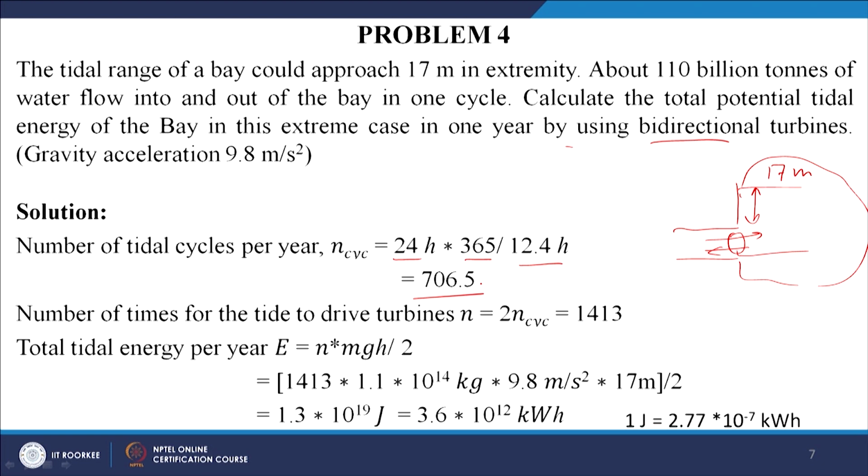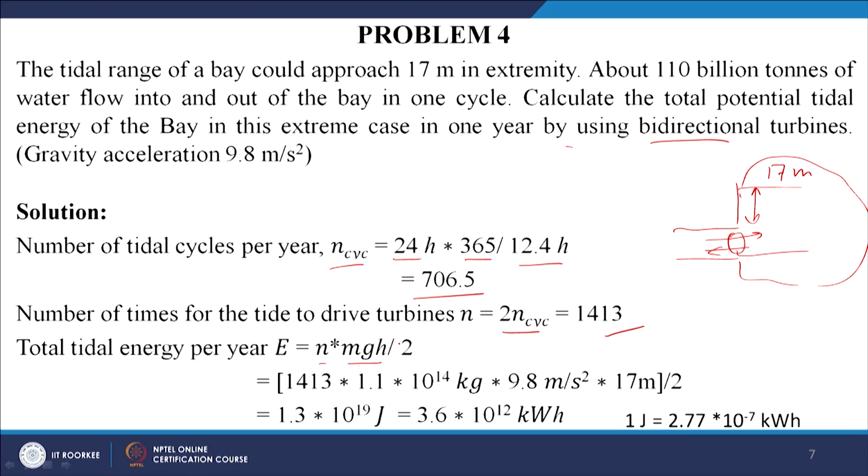So, for the number of times the tide drives the turbines, for one cycle we are getting 2 movements of the turbines in opposite directions. So, the number of times for the tide to drive the turbines is n = 2 into n_c cycles per year, that is equal to 2 into 706.5, so 1413 times a turbine will run. Then what will be the tidal energy? Here it is mgh into n divided by 2.